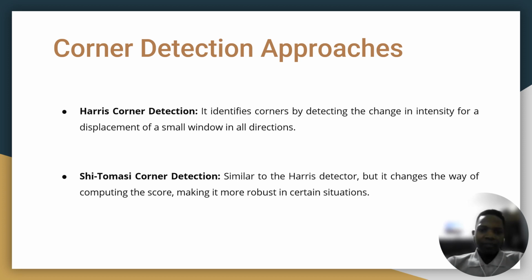Then second, we have the Shi-Tomasi corner detection. It's a bit similar to the Harris detector, but it changes the way of computing the score, making it more robust in certain situations. How it actually works is that it uses a minimum eigenvalue of the gradient covariance matrix to decide if the point is a corner. It is often preferred for tasks like tracking due to its robustness in detecting strong corners.